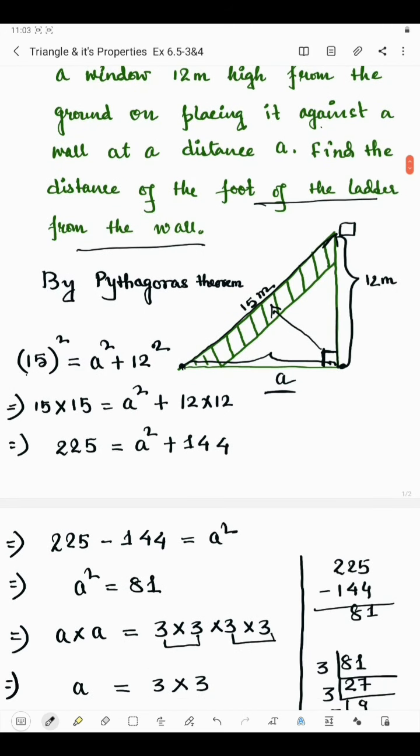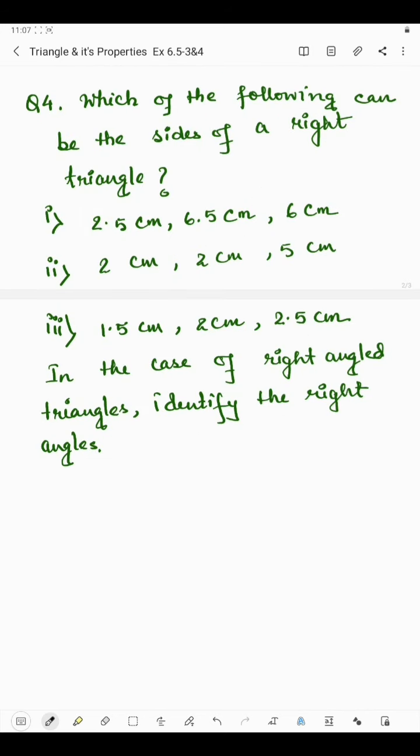Now coming to question number 4. Question number 4 says, which of the following can be the sides of a right triangle? Here the sides are given. We will have to identify from these sides in which case a right angle is formed. Now in the first part we have 2.5 centimeter, 6.5 centimeter and 6 centimeter. Now we will have to find whether these sides can be the sides of a right angle triangle.